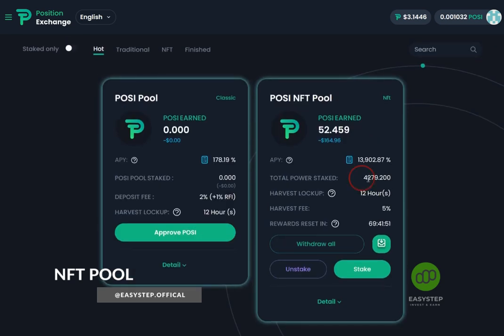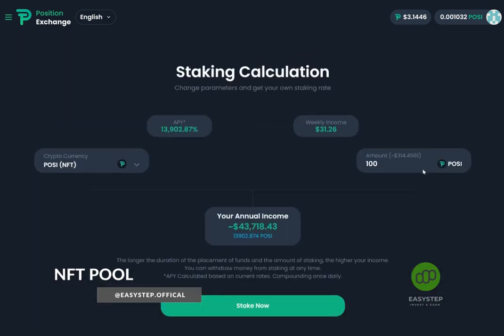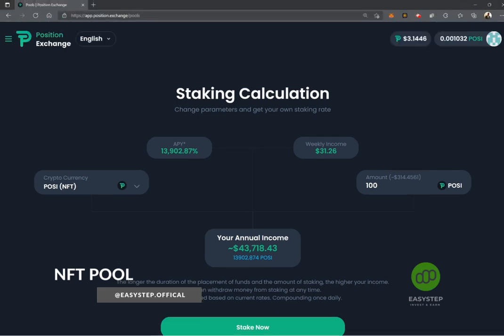Now, if you want to determine how much you would earn based on how much POSI you stake in this pool, you can go down to the POSI calculator. Okay, so if you have, or the staking calculator, if you have 100 POSI, which is $314, that means that you will earn $31 per week with an APY of 13,902. Now, what would that be per day?